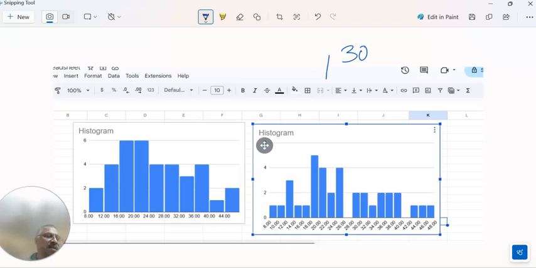A full-time worker is 30 or more hours. So 30 or more hours is considered full-time. Now the first one, the 30 is in between, so we don't know how many because we can't see this 30 here. It is in between, so we are not sure how many workers have 30 or more there.